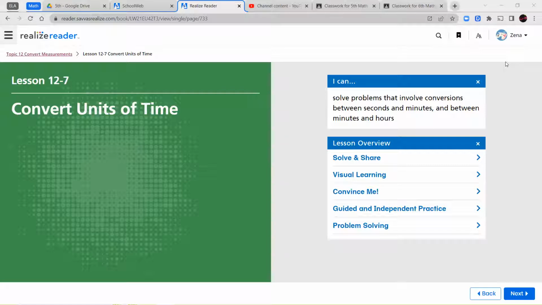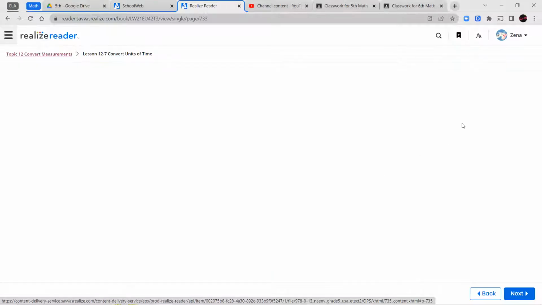This lesson is titled Convert Units of Time. So we've been working on converting a lot of different units in this lesson. We talked about customary units, we talked about metric units, and now we're going to talk about units of time. Let's go ahead and watch our video lesson and jump into our guided practice together.